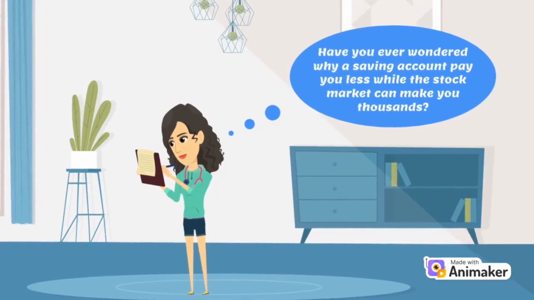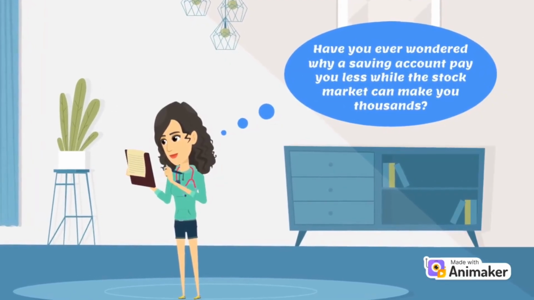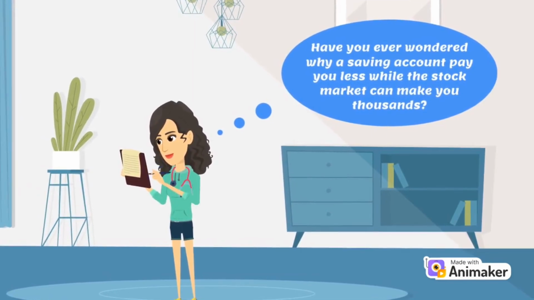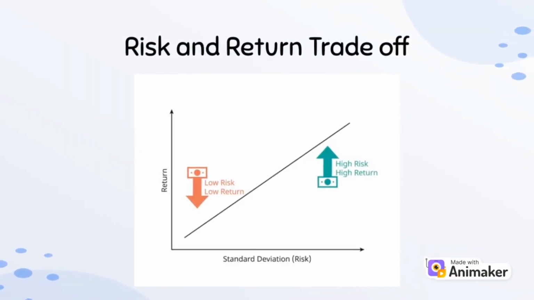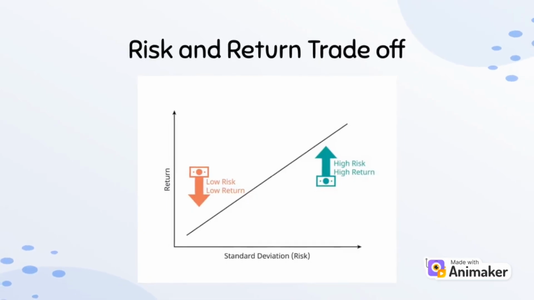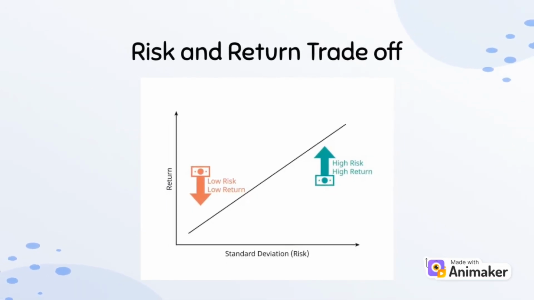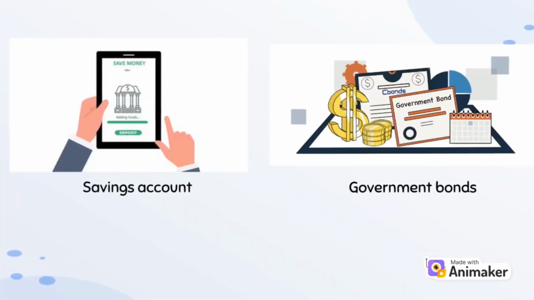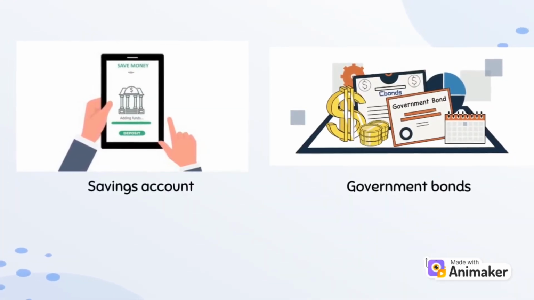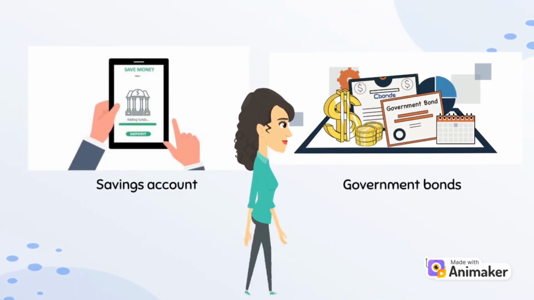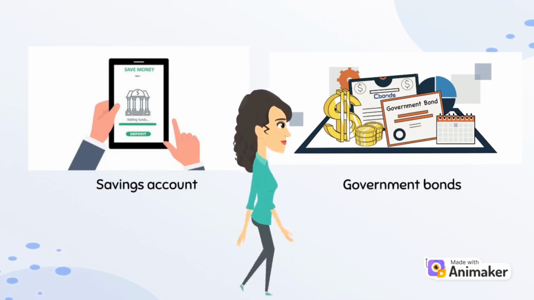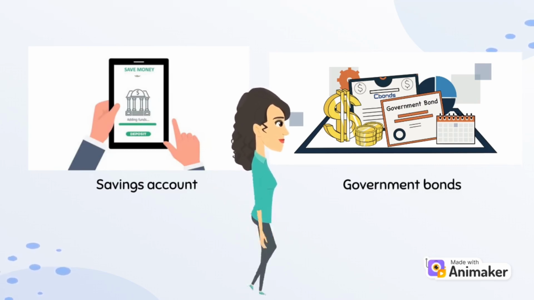Have you ever wondered why a savings account pays you less, while the stock market can make you thousands? This is because it comes from one of the most fundamental rules of finance, which is known as the risk and return trade-off. Let's think of this: potential reward is always balanced by potential risk. This is the financial version of no pain, no gain. Low-risk investments, like a savings account or government bond, are like a walk in the park. They are safe, predictable, and comfortable, but your money grows very slowly. So what is the trade-off? The trade-off is peace of mind for a smaller reward.